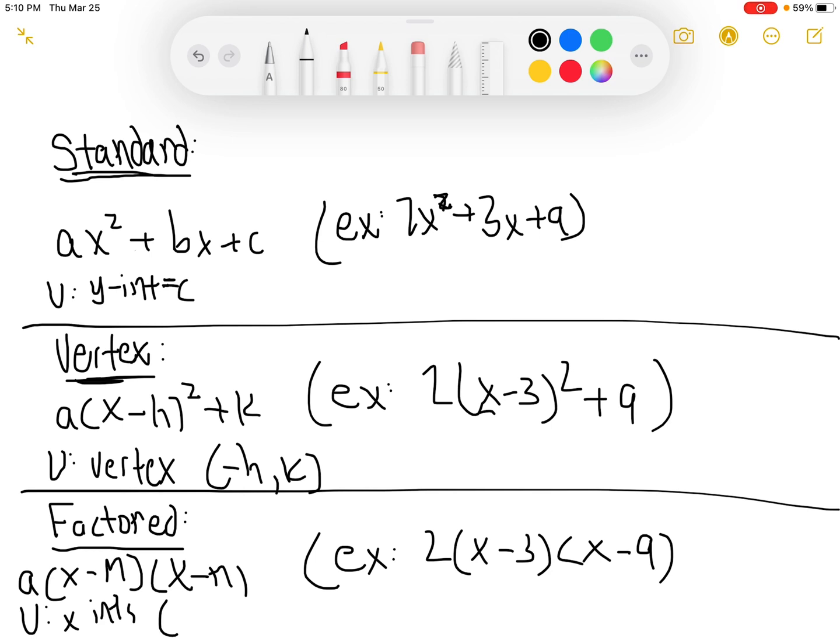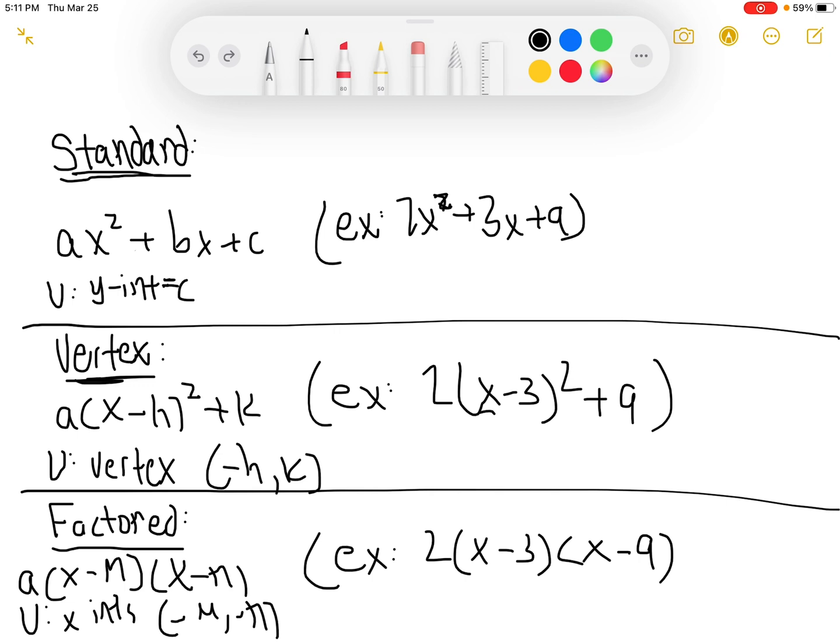And the x-intercepts are going to be negative m and negative n. Because if you think about it, to find the x-intercepts, it needs to be set equal to 0, and if you're trying to find x, then x is going to be whatever would make that equal 0, which would be 3 and 9 in this case. So just looking at this, the zeros would be 3 and 9, because all you have to do is change the signs of those, and then that's your zeros.